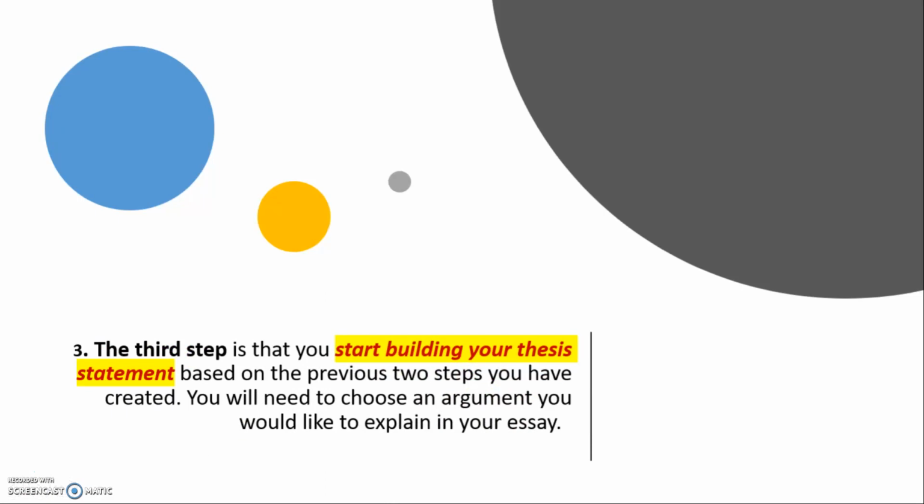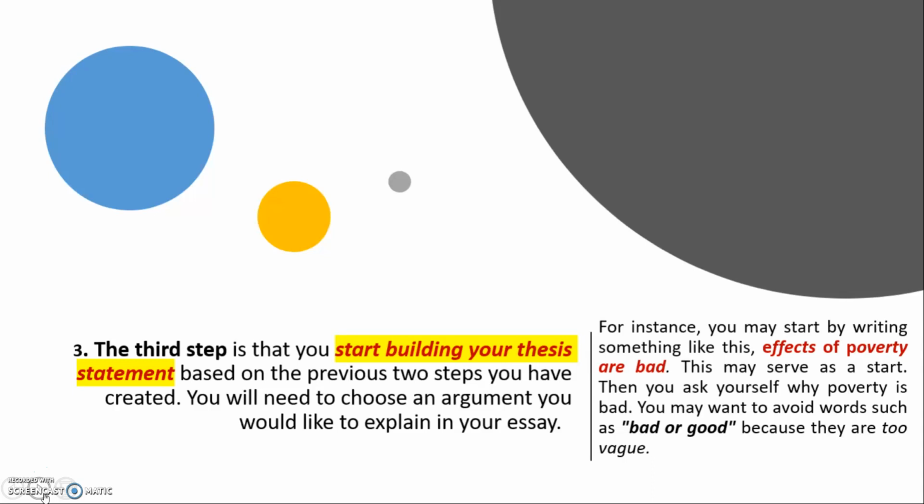You will have to choose an argument you would like to explain in your essay. For instance, you may start by writing something like this: effects of poverty are bad. This may serve as a good starting point. However, you may want to avoid using the words good or bad. These words are very general, and whatever is good for certain people may not necessarily mean it's good for others, and vice versa. When writing an essay, especially in an academic setting, you want to be specific and detailed.